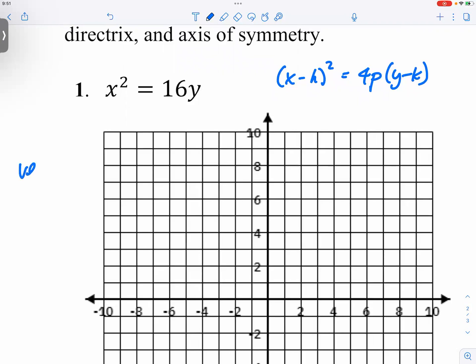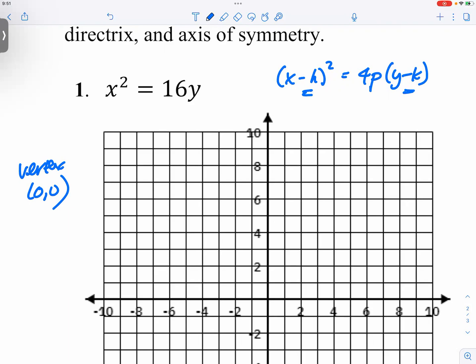Oh, very good. The vertex is (0, 0), because you're supposed to see the minus h and minus k, which you see none over here in the equation. So that only means one thing, that the h and k are both 0. What else can you tell? What is squared?